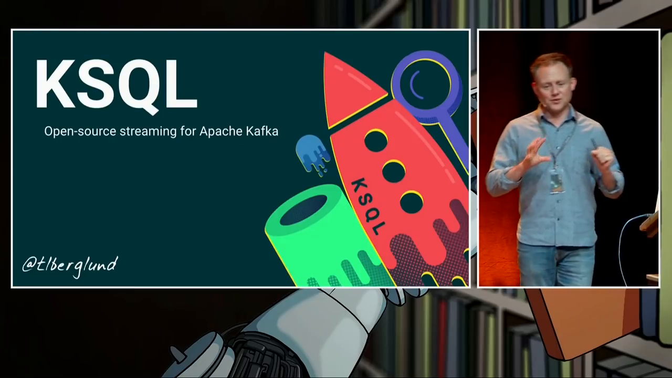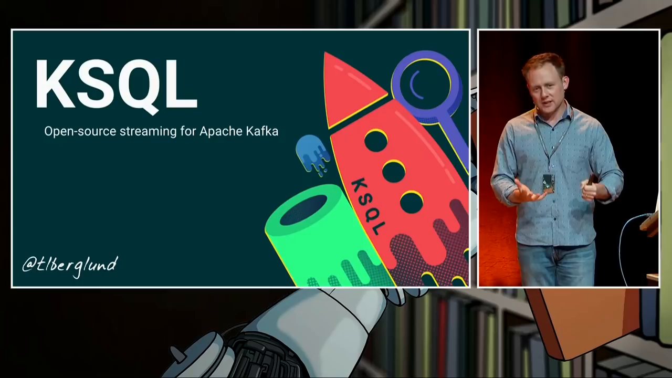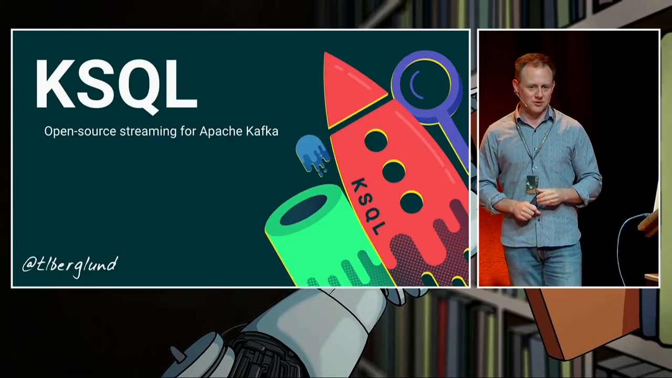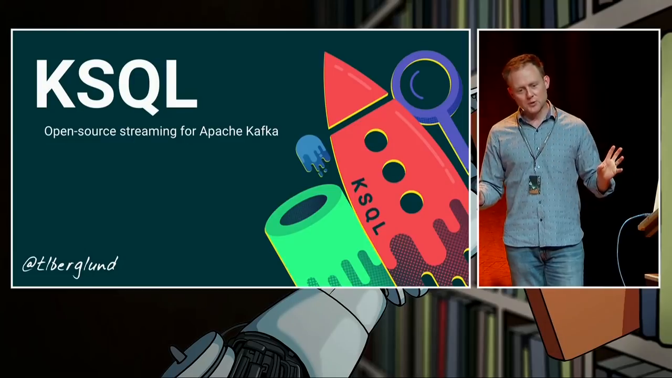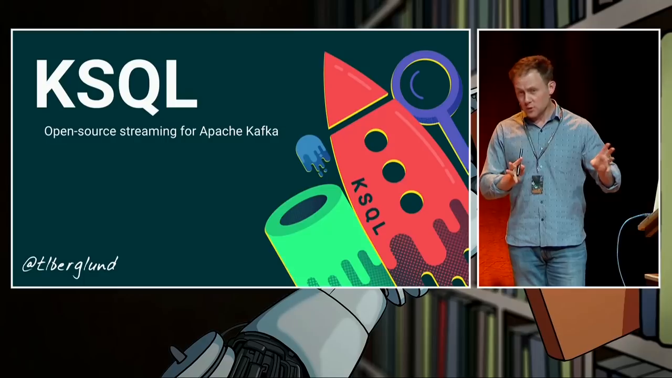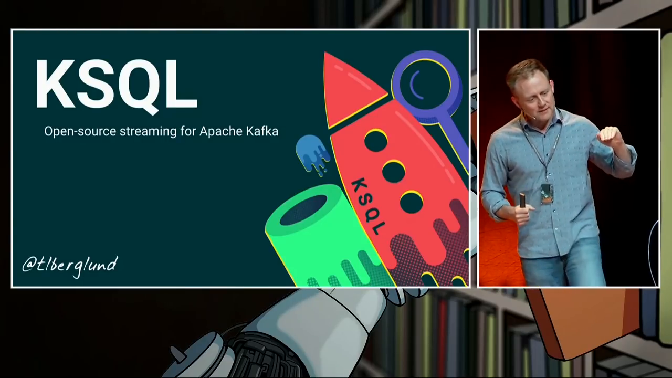And for something like KSQL to make sense, like why you would even want a technology like KSQL, you need to understand architecturally what Kafka is all about. So I'm going to give you a little tiny overview of Kafka and a sense of what it wants out of you architecturally, how it wants you to build systems. Then we're going to dive into KSQL.